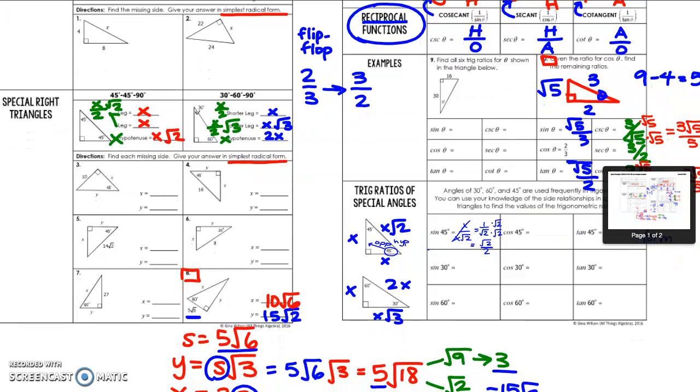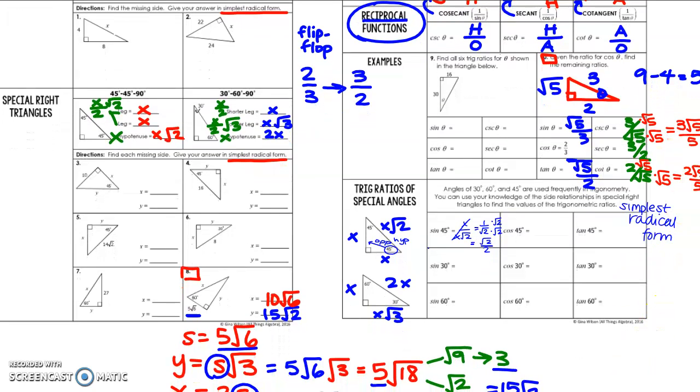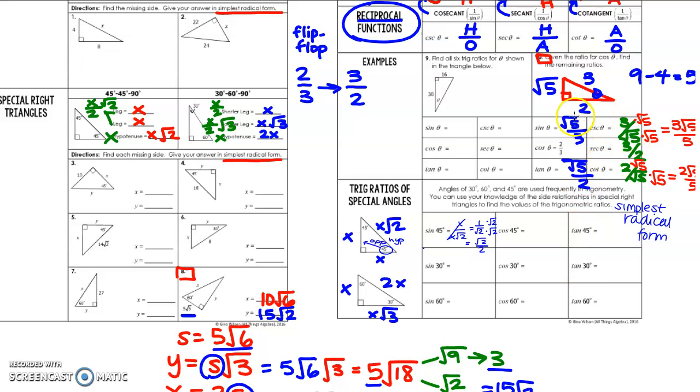Okay, so some examples to fill in the trig ratios. Let's take a look. So number 10, it says, given the ratio for cosine theta, find the remaining trig ratios. Let me see here, what are we given? So we were given cosine is 2/3. That means I need to draw a triangle. I like to see the visual. You don't have to, but sometimes they don't give you the triangle, and it might be helpful to draw it.